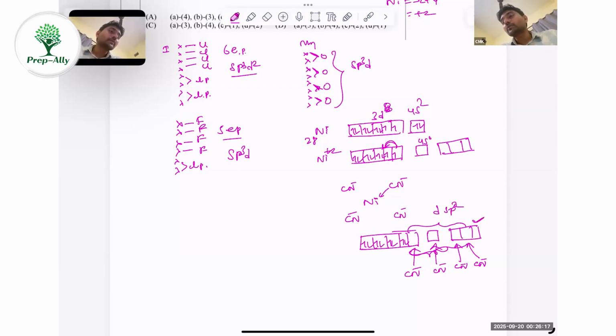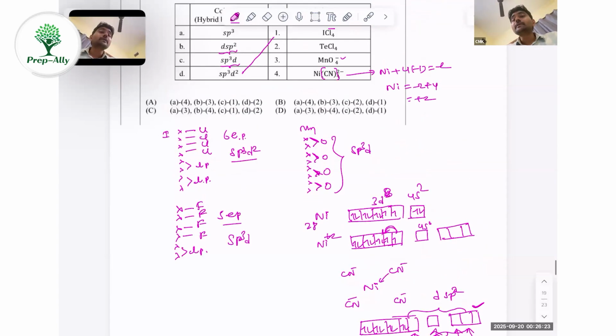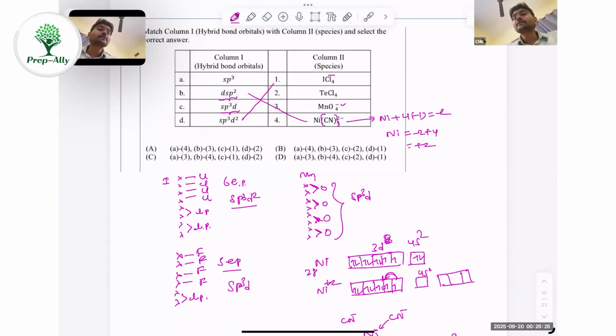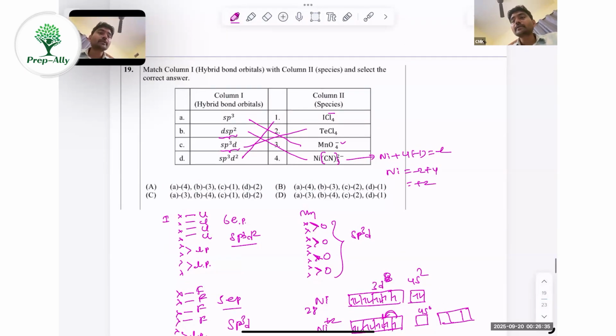dsp2. This is not involved. No fifth cyanide ion is coming, so only 4 are coming. Hybridization is dsp2. This one is dsp2, and sp3d is this one. So your answer, just according to your marking: a is 3, b is 4, c is 2, d is 1. So your answer should be option D.